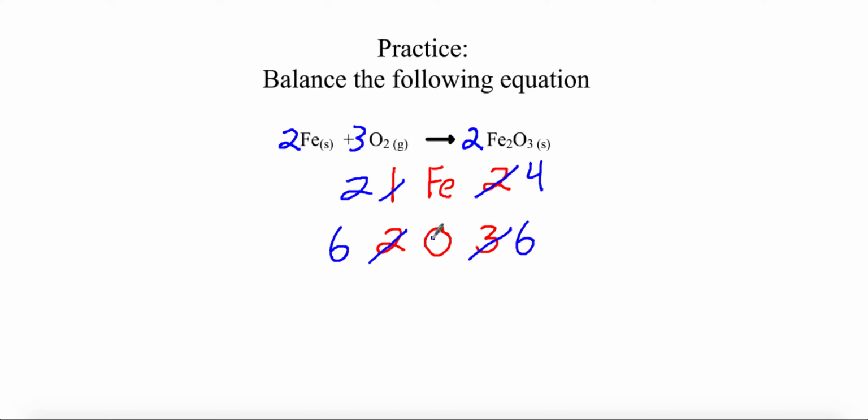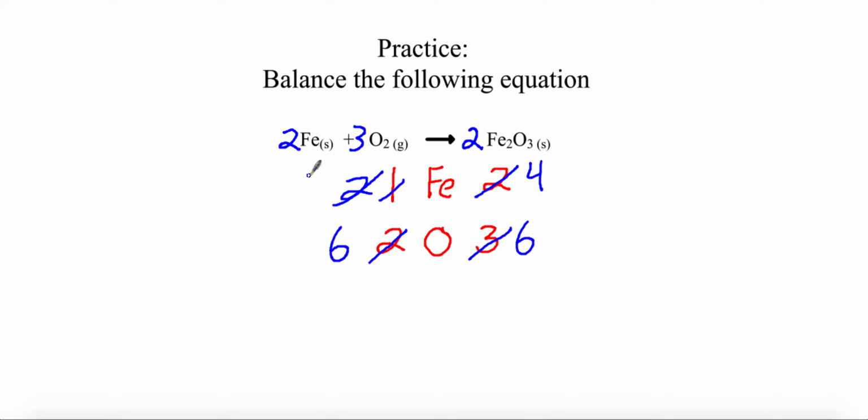So now, although my oxygens are balanced, my irons are no longer. And that's okay. Sometimes when you balance one element, it will affect the amount of another. It is just part of the process. So here my irons are unbalanced. I've got 2 and 4. I need to make them the same.